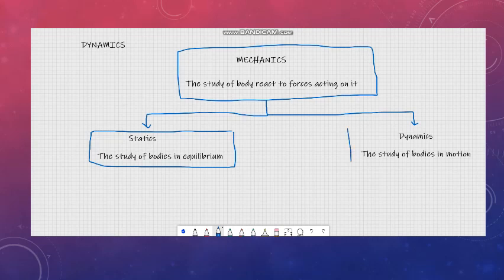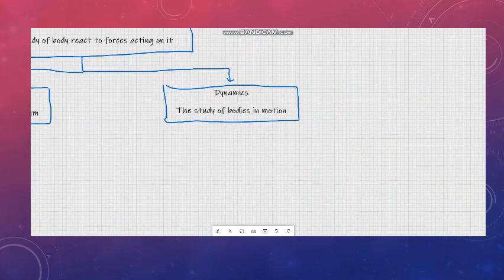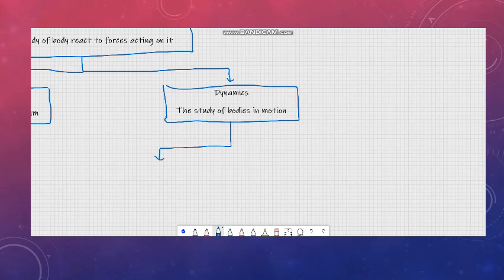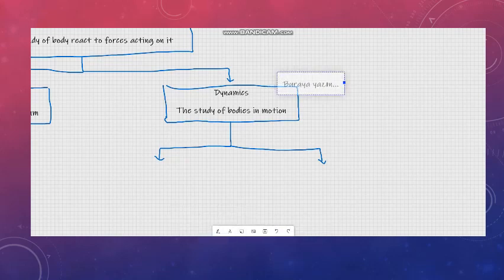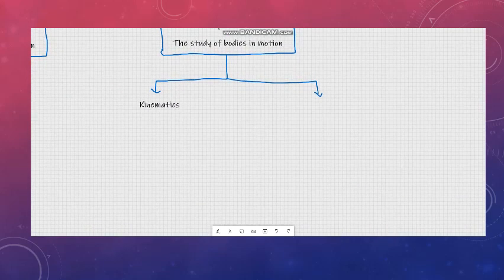You know the branches of it, like how it diverges. But right now we are in dynamics, which is the study of bodies in motion. When it's in motion, it is again divided into sub branches. We have two sub branches. The first one is kinematics, the other one is kinetics. Let's put this guy in here and let's define it.